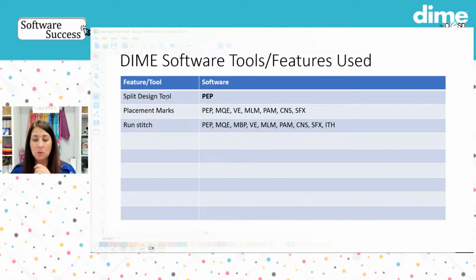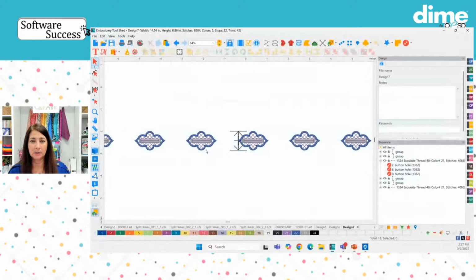The split tool is part of Perfect Embroidery Pro, and that's where you can select a design and with just one click, it will split it based on your hoop size. So it's a really easy way to split up a design. Okay, so I'm going to head back over to the software here and let's see what we can learn next.